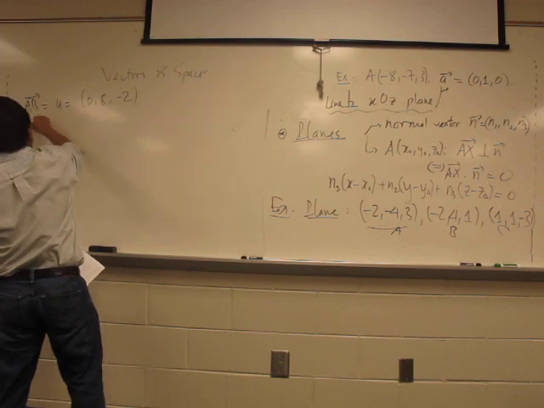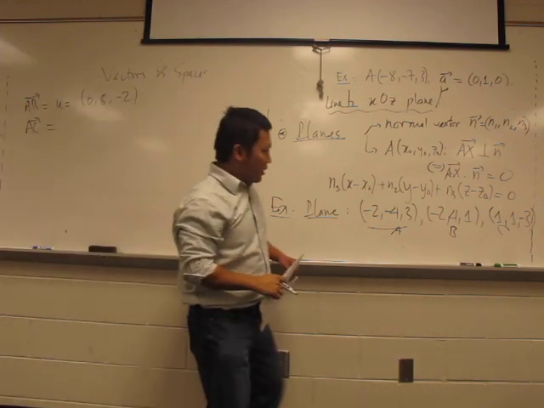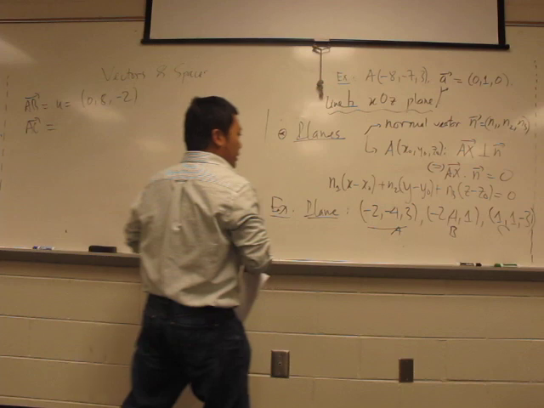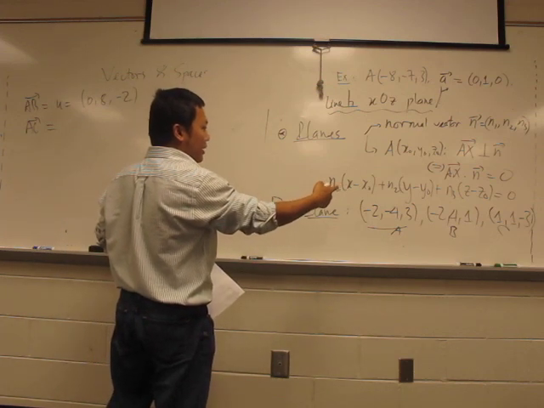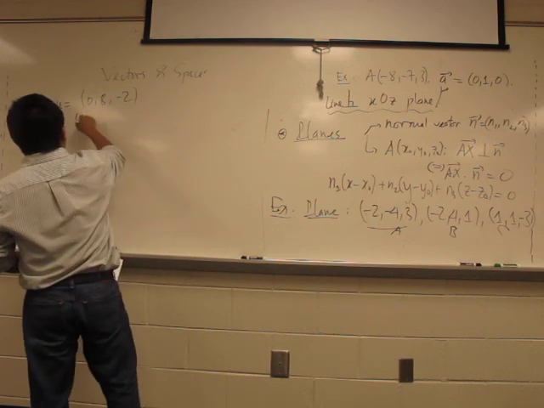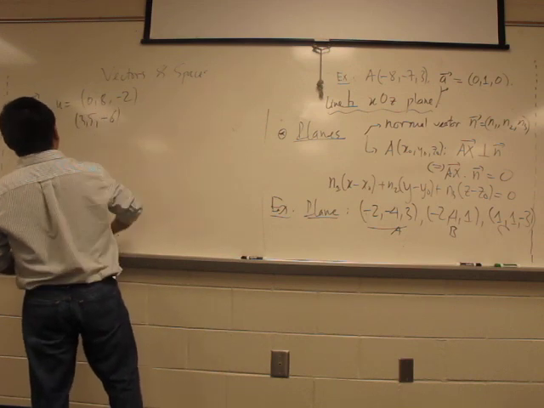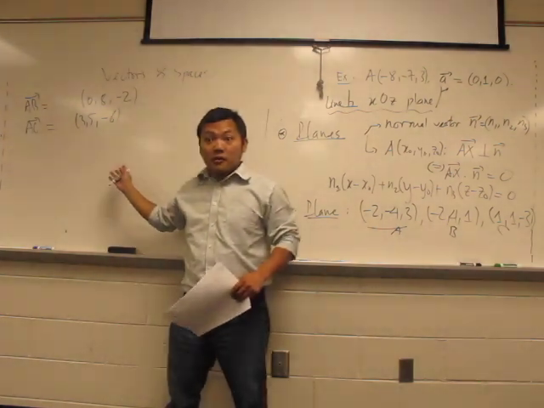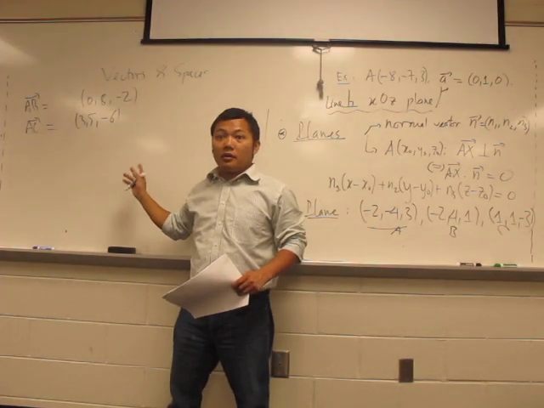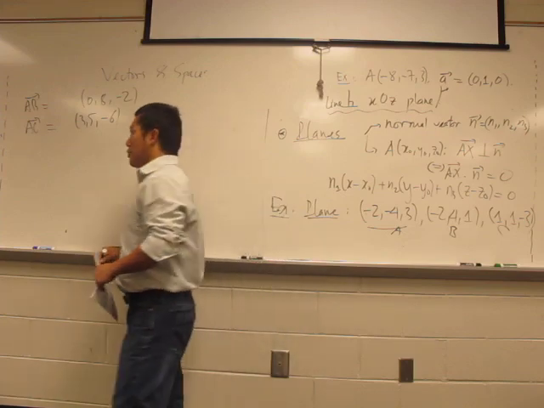And then you can find AC. So AC is this. So you get 3, 5, and -6. You don't need U in this case. Okay? Agree? So once you have two vectors, you can find their cross product.